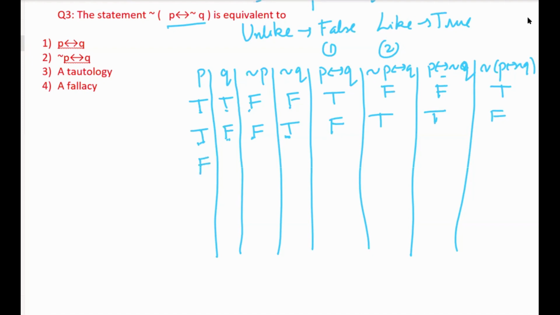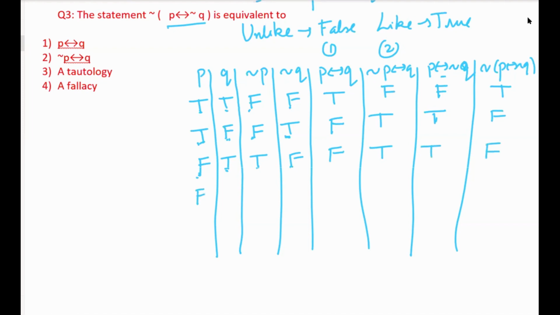Now false, true. If P is false, then its negation is true. If Q is true, its negation is false. Now false if and only if true is an unlike case, so the answer is false. Negation P, that is true, if and only if true, the answer is true, a like case. False if and only if negation Q, that is false if and only if false, the answer is true because it is a like case, and its negation is false.